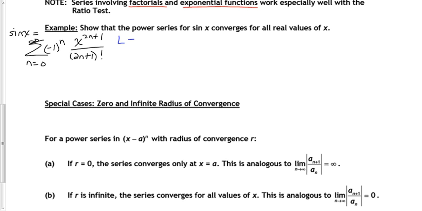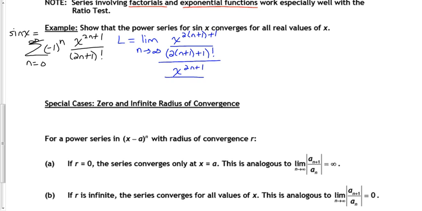So my limit L is going to be the limit as n approaches infinity of the n plus 1 term, which I may run out of space on. So that's going to be x raised to the 2 times n plus 1 plus 1 over 2 times n plus 1 plus 1 factorial, all over the nth term, which is x to the 2n plus 1 over 2n plus 1 factorial. Okay. So absolute value, that's that thing I always forget. So this is going to be equal to the limit as n approaches infinity, and we need to simplify this.